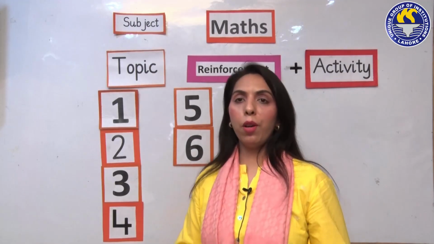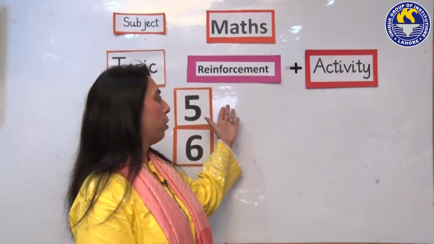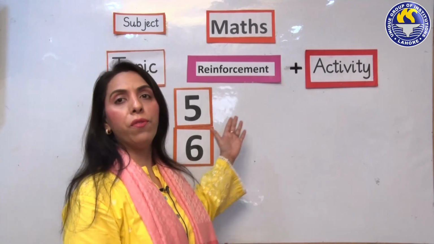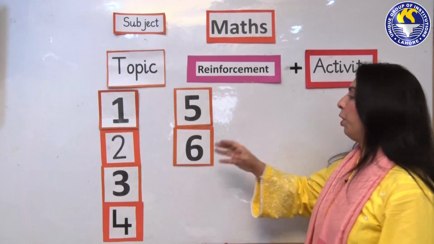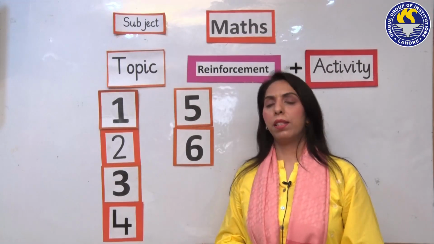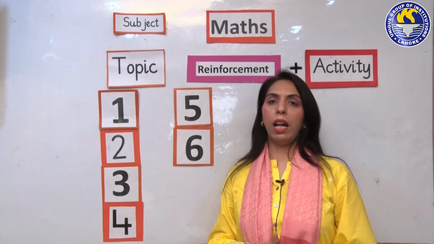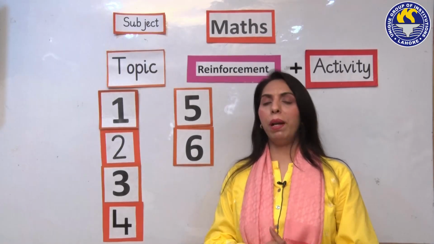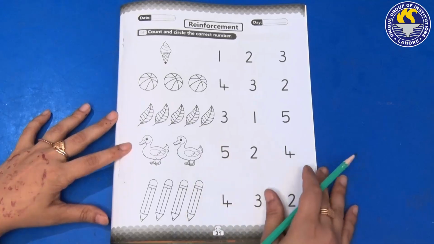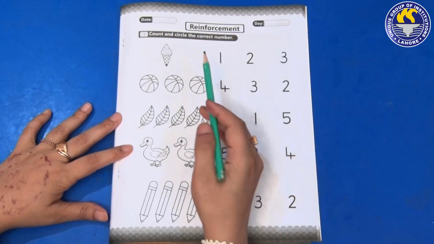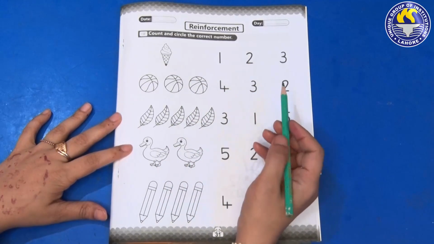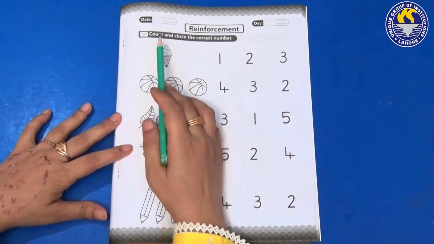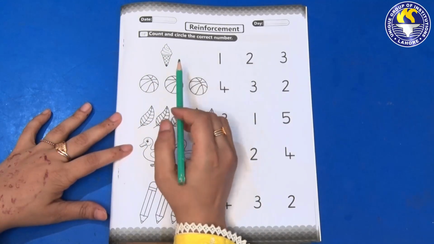So, today we are going to do the reinforcement and activity of these 6 numbers. Let's move towards our books. Okay students, now we are going to do the reinforcement of the numbers we have learned. What we have to do? Count and circle the correct numbers.